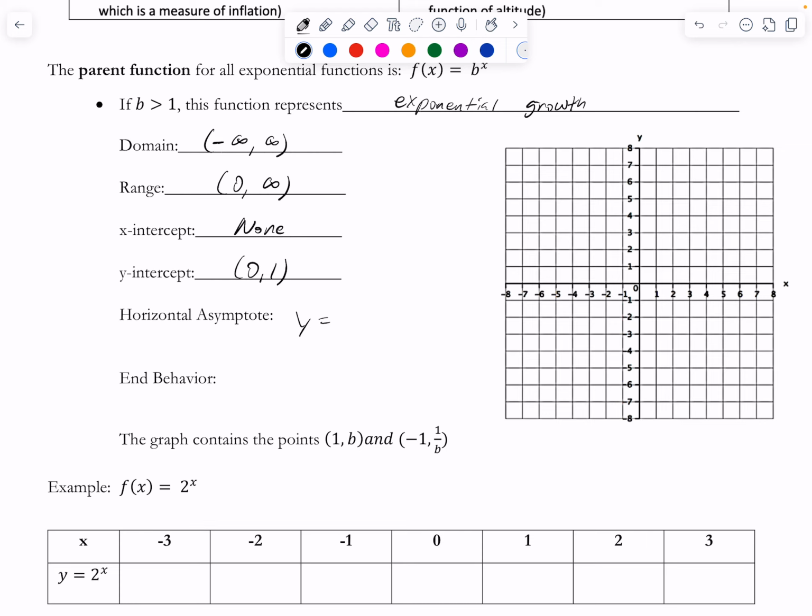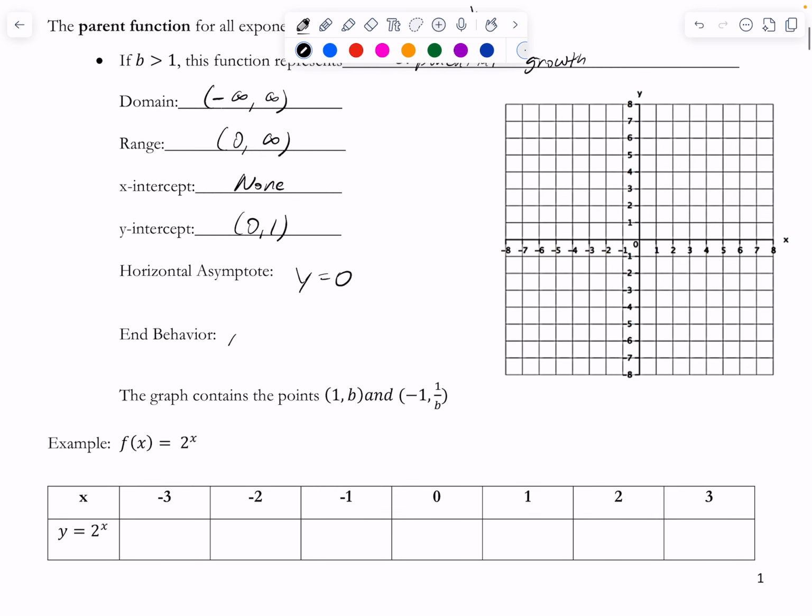As I mentioned, we're not going to be able to ever touch 0. We'll get closer and closer, but we'll never get to it. The end behavior is, as you approach negative infinity, the function is going to approach 0. And as you approach positive infinity, the function is going to approach infinity, because as we grow exponentially, we get increasingly larger as we move to the right.